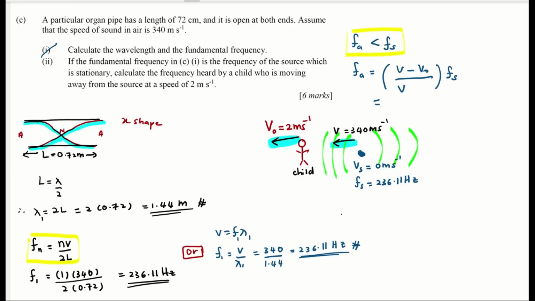So we substitute the values into the equation. We get 340 minus the speed of the observer over 340, times the frequency of the source, which is 236.11. Therefore, FA, the apparent frequency, is 234.72 Hz. So this is the answer. As we can see, the apparent frequency of 234.72 Hz is smaller than the frequency of the source, 236.11 Hz. We have finished this question.